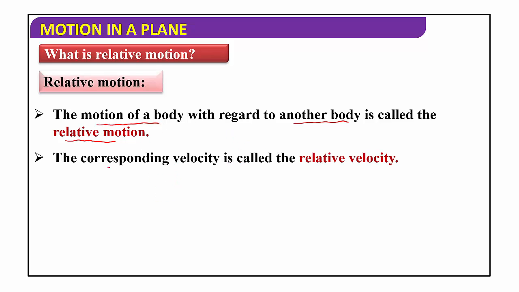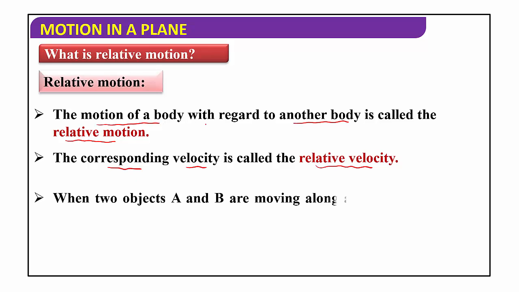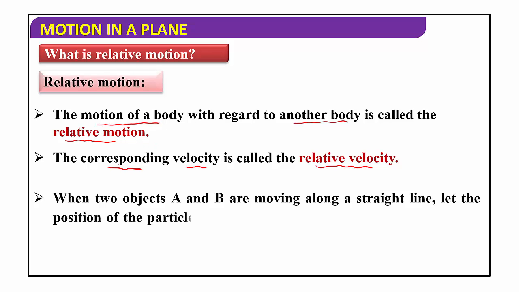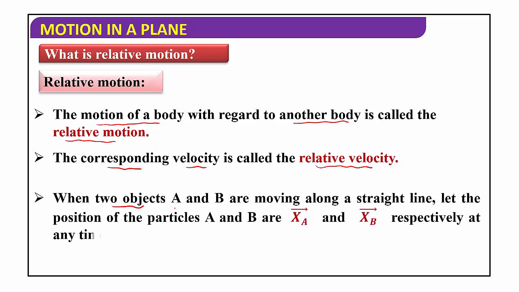Then the corresponding velocity is called relative velocity. Right? The corresponding velocity means here the motion of a body with respect to time, that gives velocity. Here one example is given. When two objects A and B are moving along a straight line. Right? Both the objects are moving along a straight line.